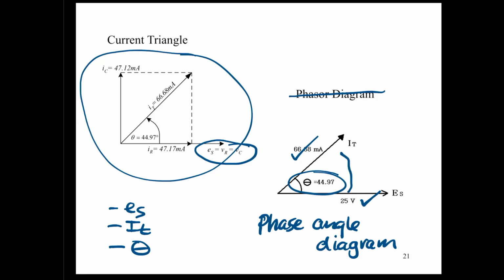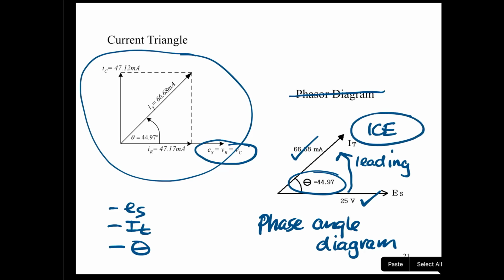Notice how it's indicating, in this case, a leading current. In order for us to check this and make sure it's right, obviously we want to know that ICE is the relationship that we have here for this example, and sure enough, it's confirming our current leads our voltage, in this case by 45 degrees, and that's because we were working with a capacitive circuit.